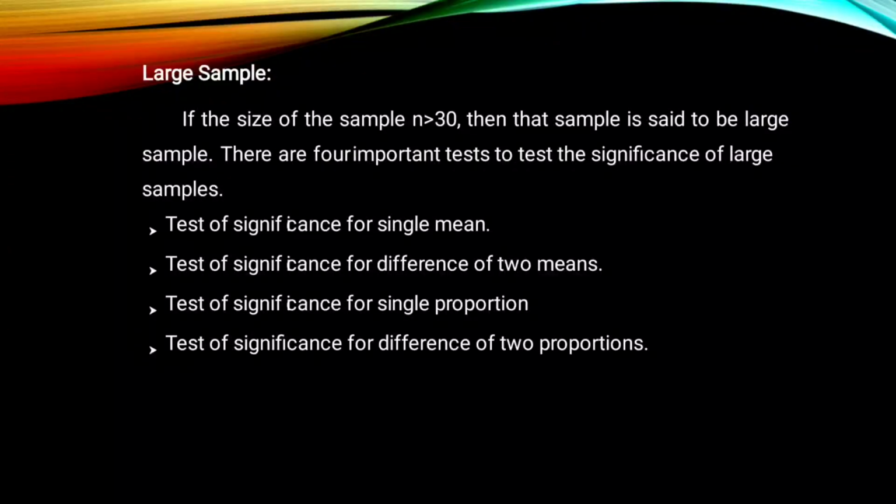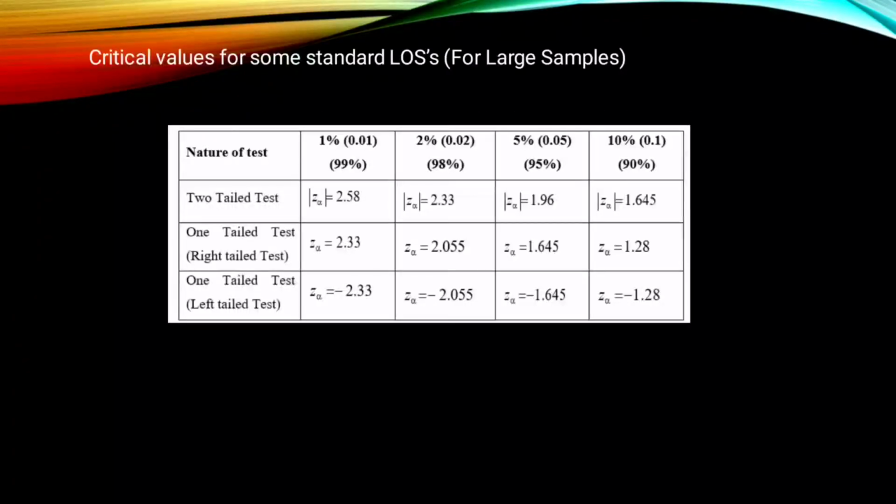Large sample. If the size of the sample is greater than 30, then the sample is said to be a large sample. And here we have four important tests to test the significance of large samples. First one is to test significance for single mean. Next one is test of significance for difference of two means. Next one is test of significance for single proportion, and the last one is test of significance for difference of proportions. The critical values for some standard levels of significance are given below.